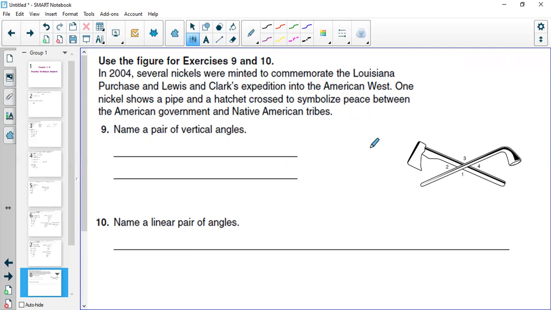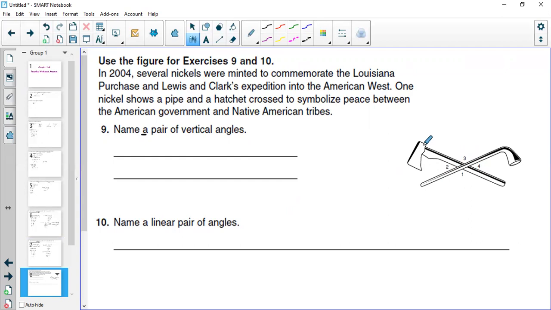Okay, so name a pair of vertical angles. So they want you to name a pair of vertical angles. In fact, there are two pairs. So up to you. They just asked for a pair, which means one. You can write both, it's okay. But as they said one, I will show you both. You can write any one.